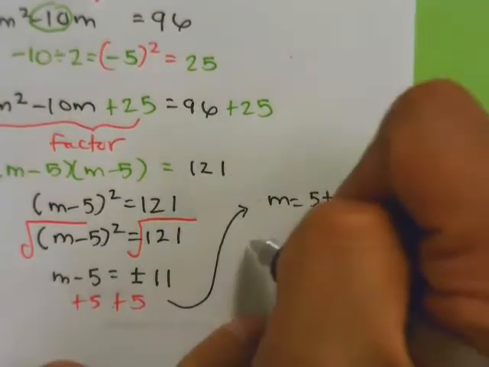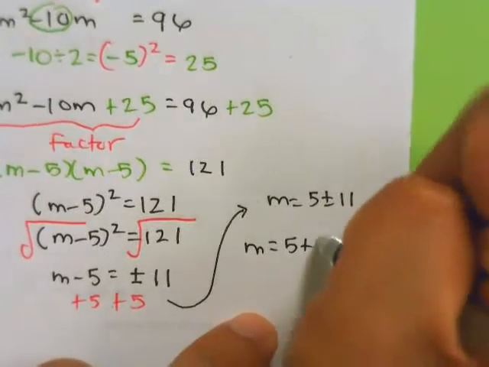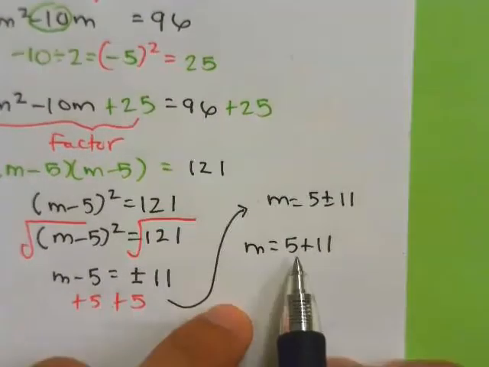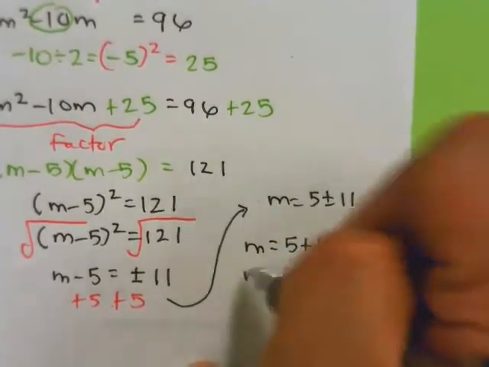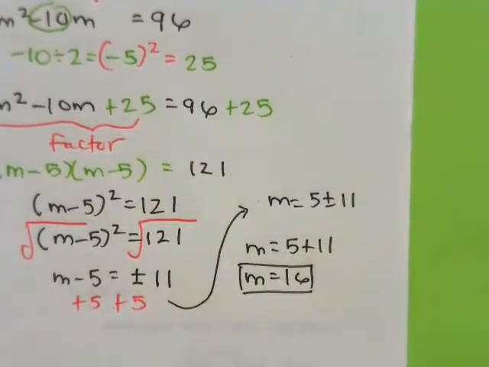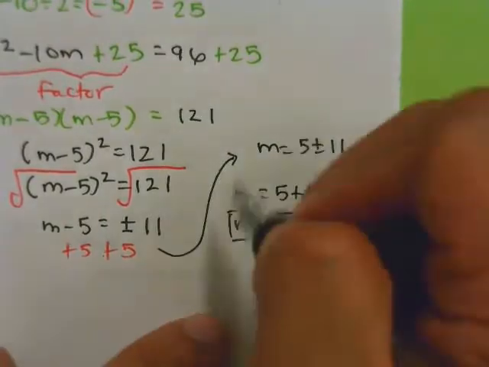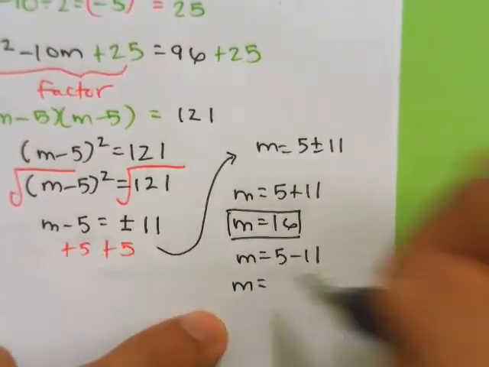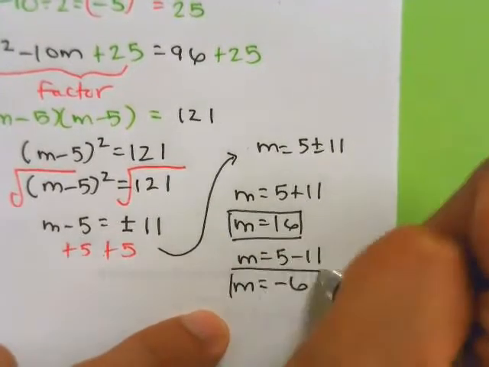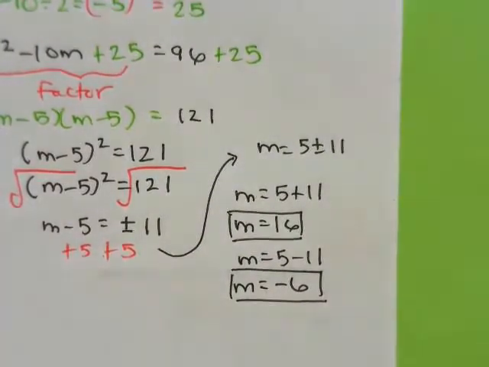And now we can separate that. And let me just do the plus first. m is equal to 5 plus 11, which we can actually do by hand. So 16 is the first one. And then m is equal to 5 minus 11. So 5 minus 11 is -6. So you can have a variety of answers.